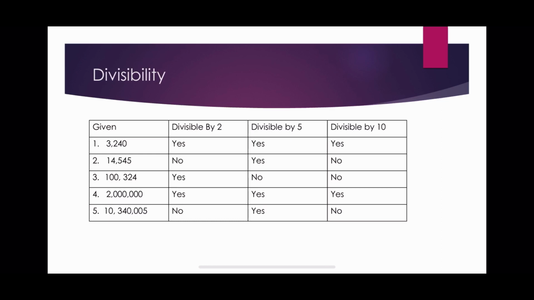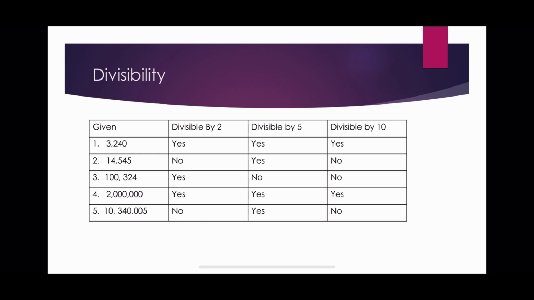3,240 is divisible by 2. Yes, because it ends with 0. Divisible by 5 because it ends with 0. And divisible by 10 because it ends with 0. 14,545 ends with 5. So therefore, it is not divisible by 2. But divisible by 5. And of course, not divisible by 10.